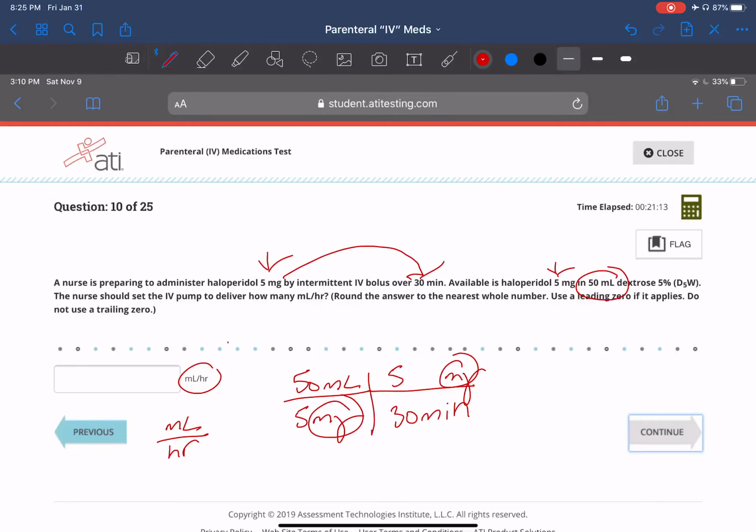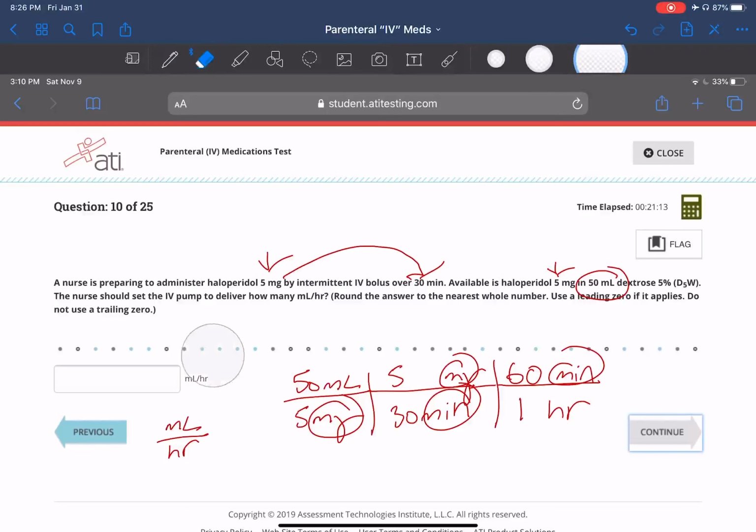And so they're asking for it in hours, so we need to convert those minutes to hours. Again, we have minutes down here, so we need minutes up here. We have 60 minutes, which we know equals 1 hour. So they're asking for mLs over hour, and now we have mLs over hour. Again, we're just going to multiply across the top.